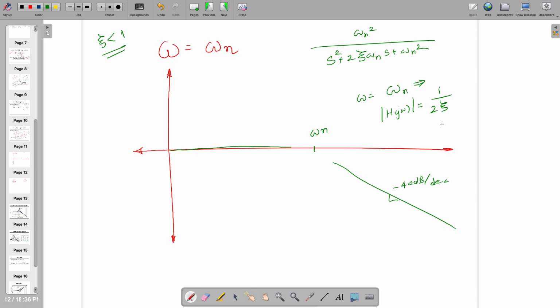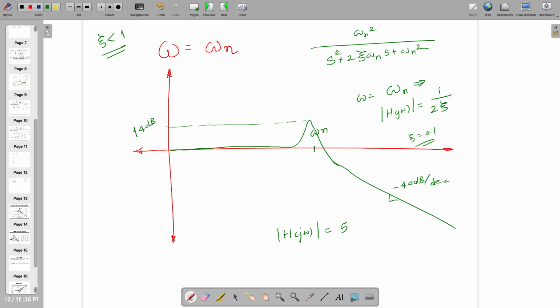So if zeta is less than 1, what is going to happen? If it is 0.1, let's say zeta is equal to 0.1, what are you expecting at omega n? 5. So you are saying that H of j omega is equal to 5. So how much is 5? 14 dB. Very nice. It's in plus.